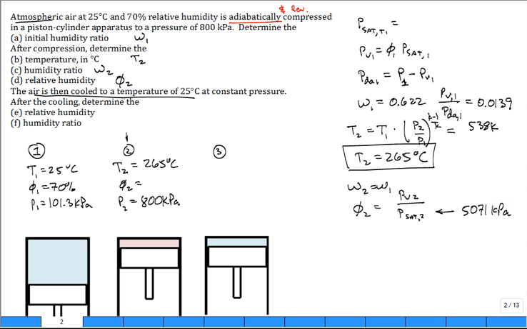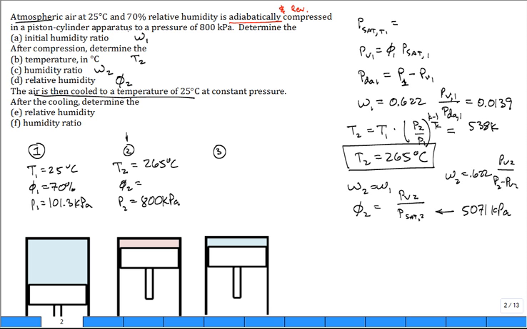What about the partial pressure of the vapor at state 2? You could. I know that some people would say, look at omega 2, 0.622, PV2 divided by P2 minus PV2. It'll work. It'll definitely work.